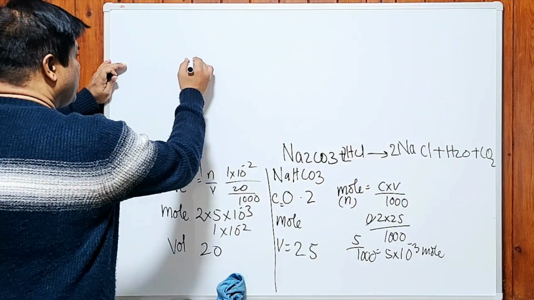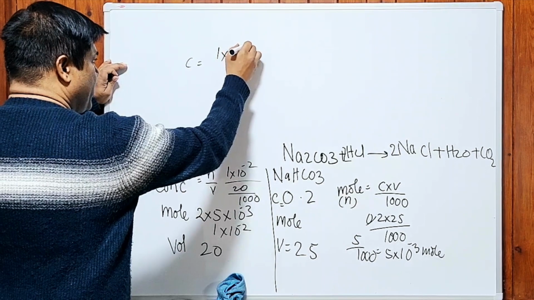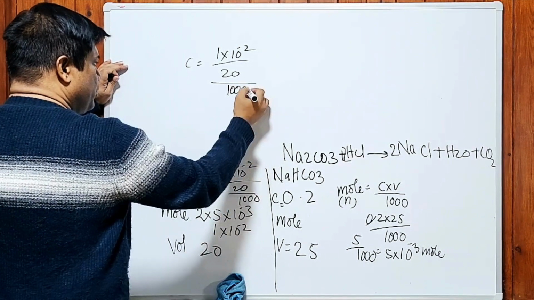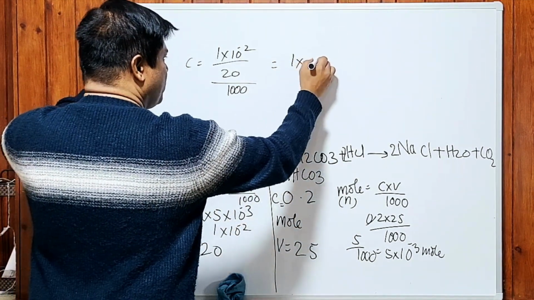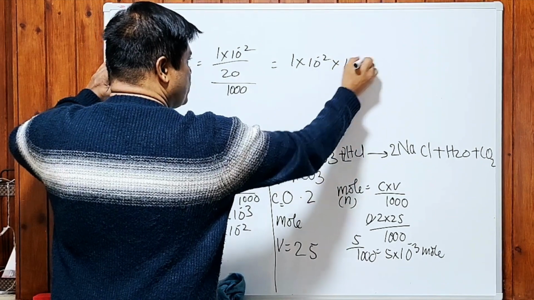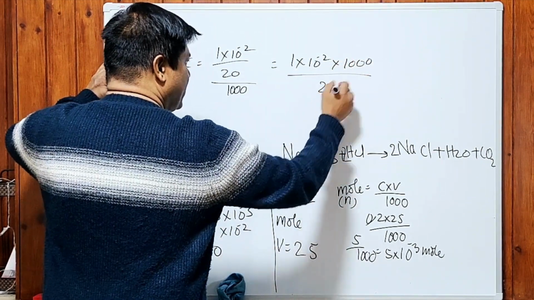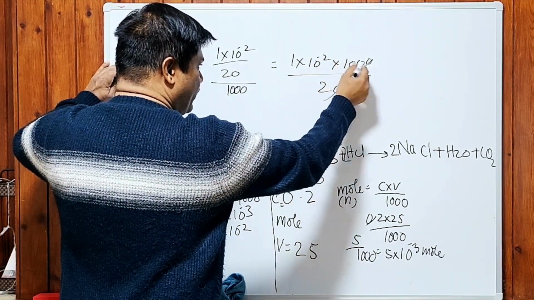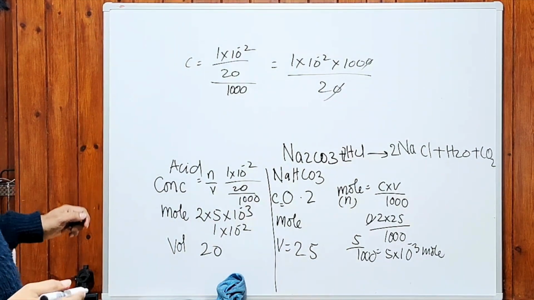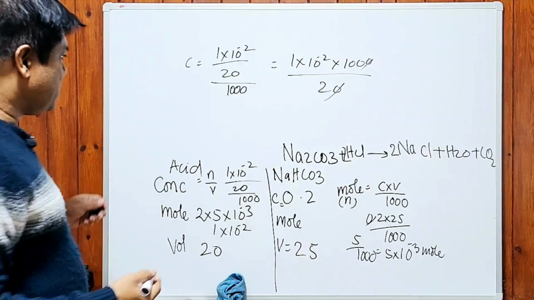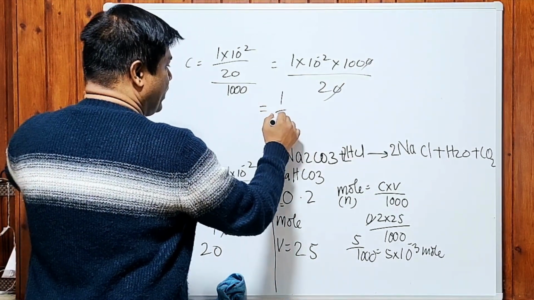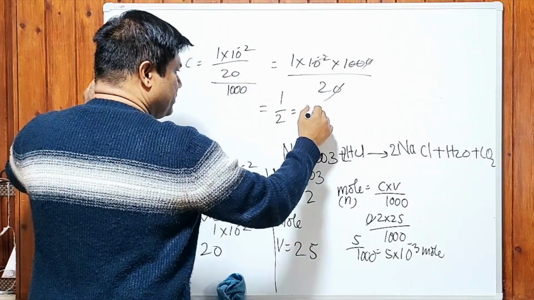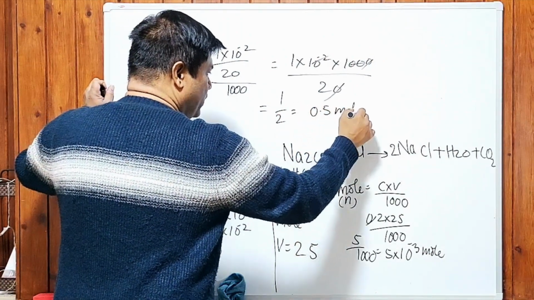So, concentration equals 1 into 10 to the power of minus 2 divided by 20 divided by 1000. You can move the 1000 up, which is 1 into 10 to the power of minus 2 times 1000 divided by 20. The 10 to the power of minus 2 and 100 cancel off. And if you think I confuse you, use the calculator. Best thing, use the calculator. So 1 divided by 2, the zeros cancel. 1 divided by 2 is nothing but 0.5 mol dm^-3.